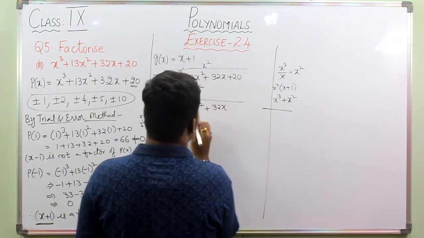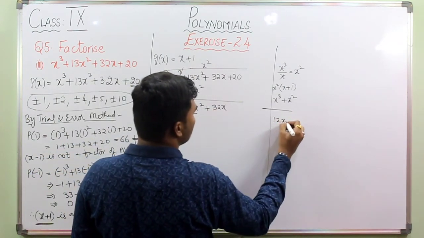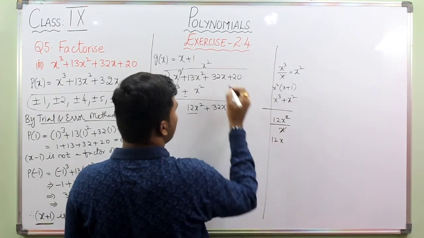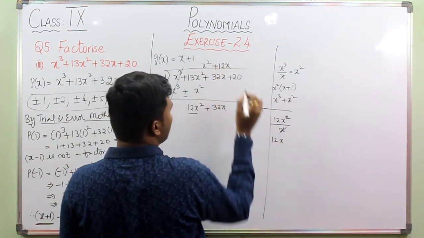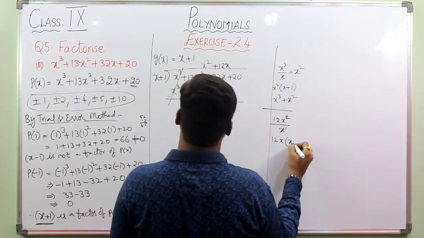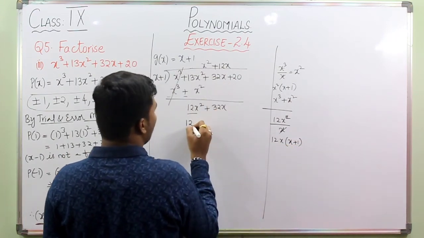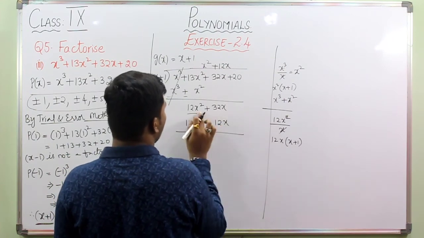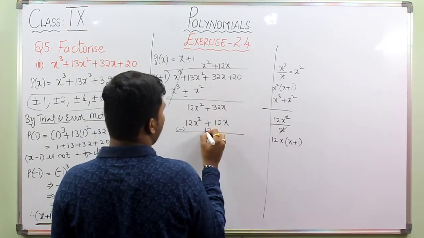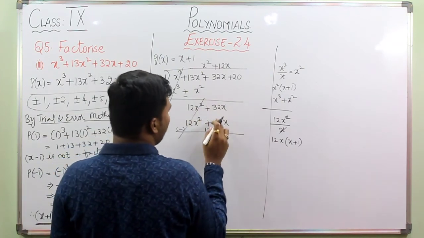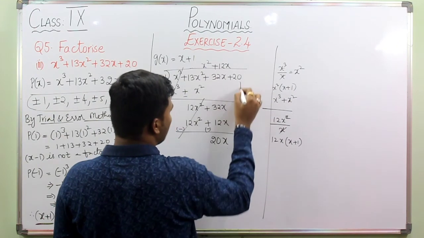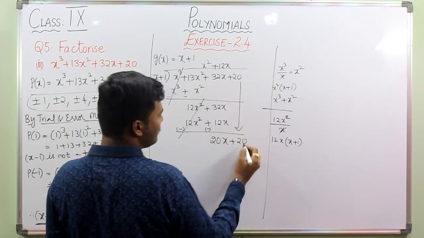Okay, again the first term here is 12x square by x. So you are having plus 12x. This 12x into x plus 1 will become 12x square plus 12x. Now change the symbols. Minus, cancel. You have 32x minus 12x, which will become 20x. And you have one more 20 here.